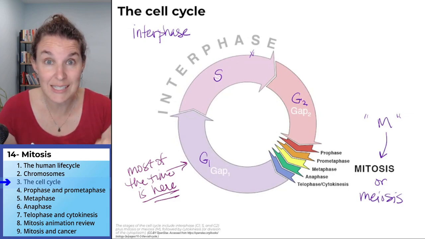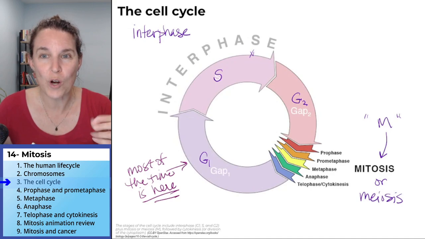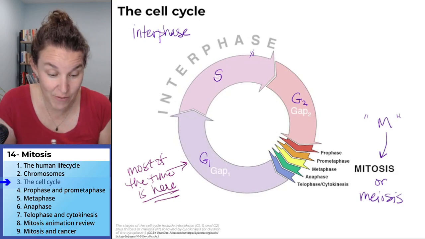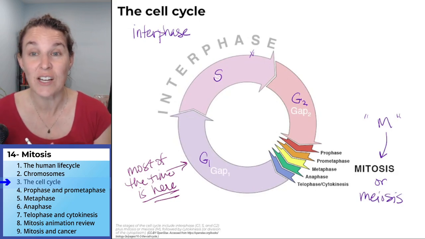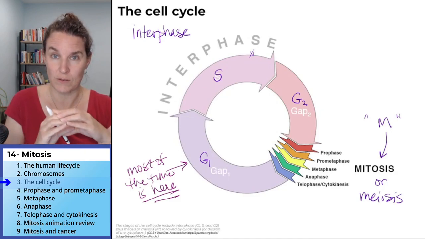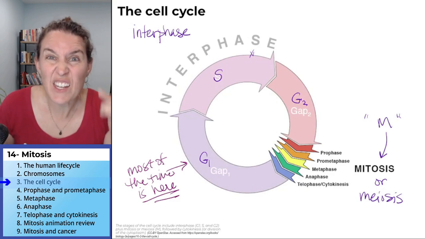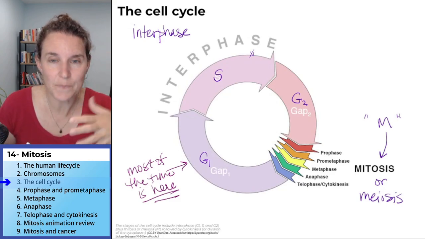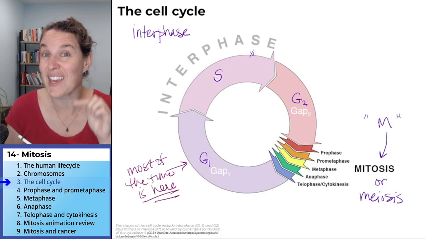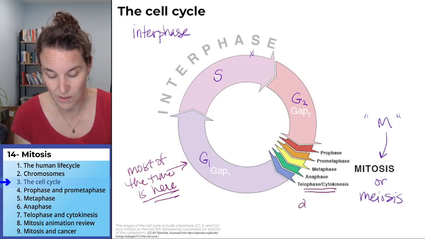Some cells stay in G1 forever. In fact, they have a name for G1 if you never leave it. If you just stay there until you die and you never go to the next stage in the cell cycle, they call it G0, little sub-zero, not. Most cells, even neurons, brain cells, do divide. They do go through this cell cycle. And at the end of mitosis, we have two cells.